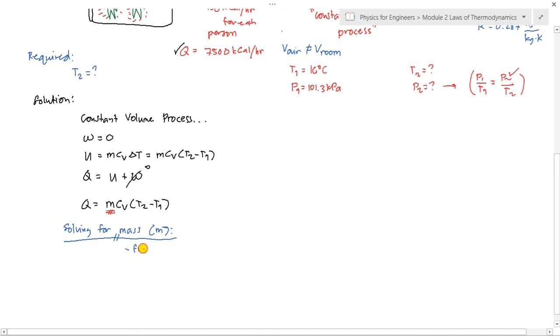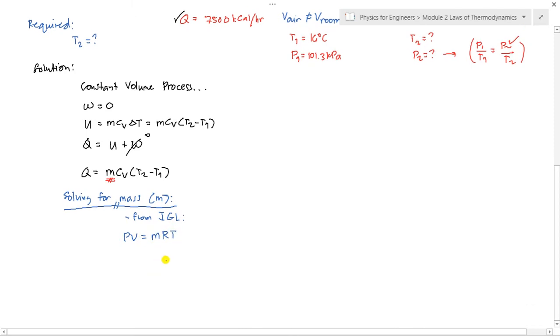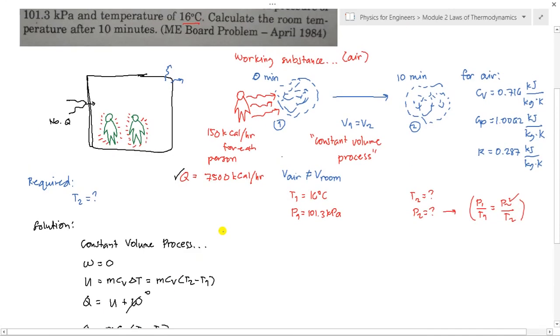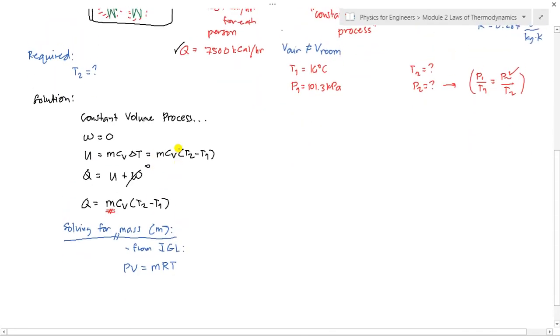So from the ideal gas law, that is we have PV is equals to mRT. And we base it on state 1, right? Again, the mass at 0 minutes is equal to the mass at 10 minutes because we did not extract anything here. So the mass is conserved. That is called conservation of mass.